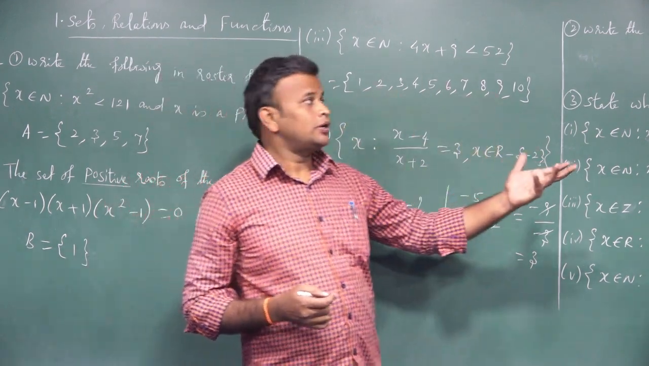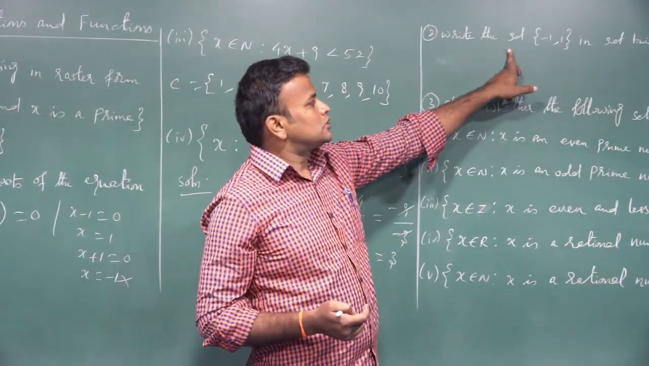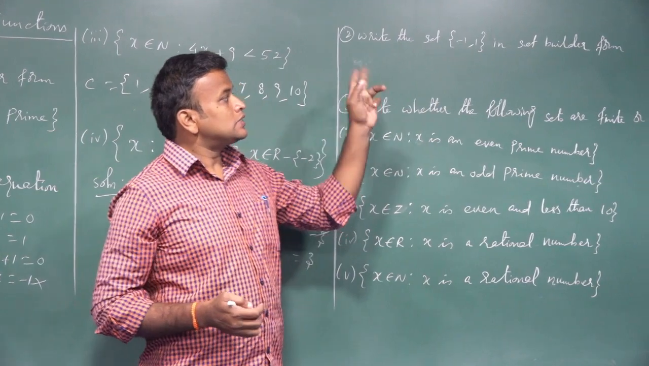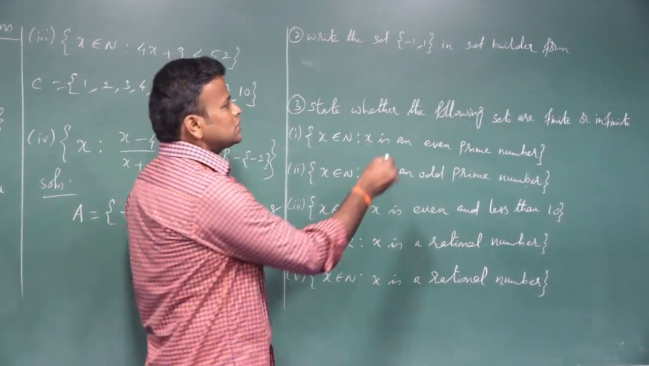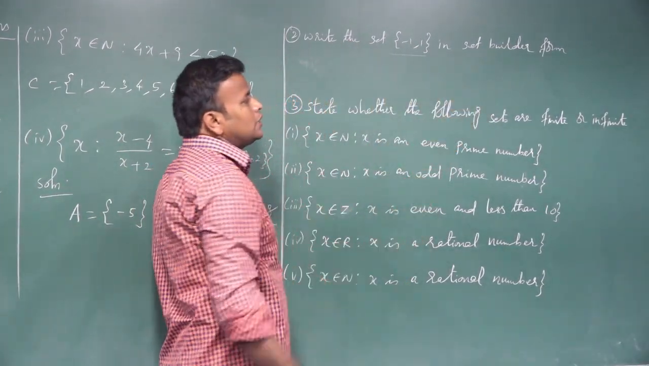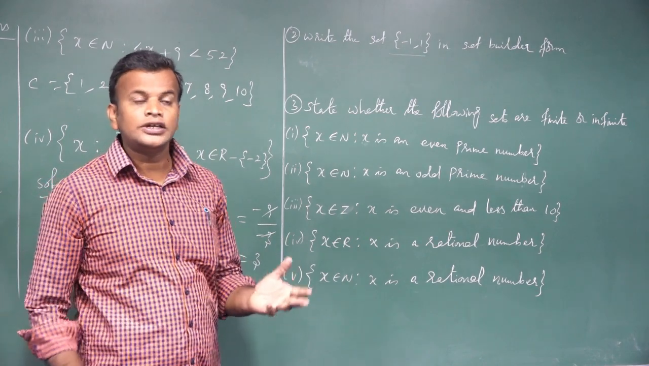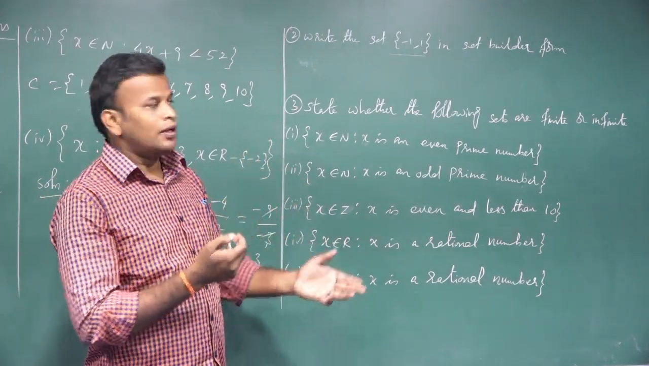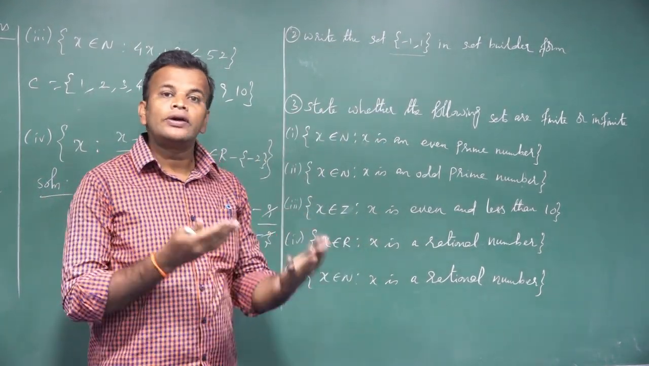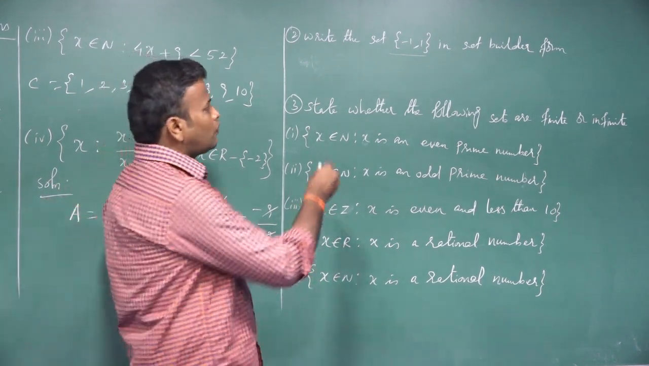Now we move to the next one. Write the set minus 1 comma 1 in set builder form. Just one set is given. We write it in the set builder form. That is the reverse of the previous one. Roster form is given, and we convert it into a set builder form.